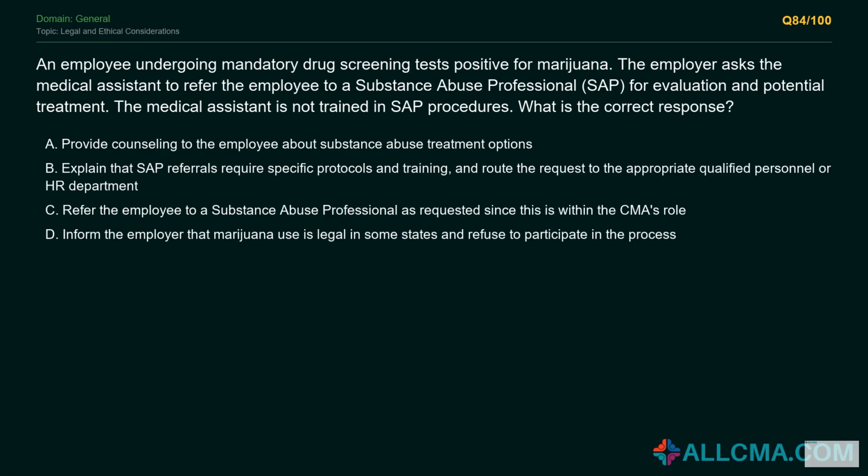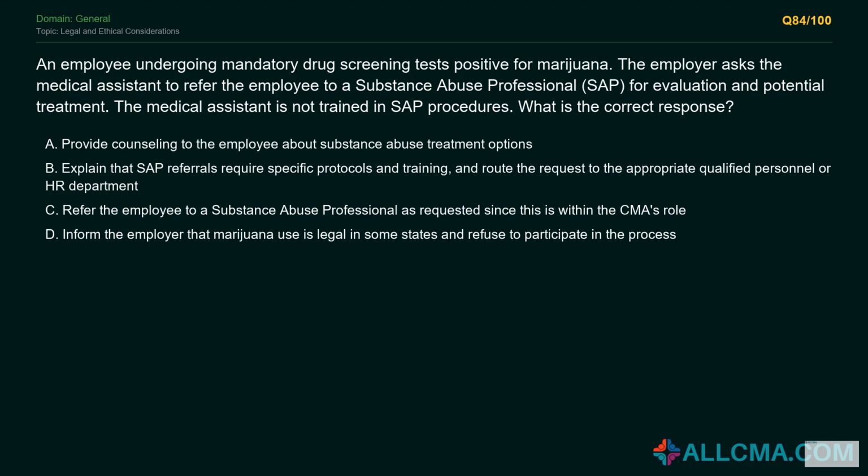Question 84. An employee undergoing mandatory drug screening tests positive for marijuana. The employer asks the medical assistant to refer the employee to a substance abuse professional, SAP, for evaluation and potential treatment. The medical assistant is not trained in SAP procedures. What is the correct response?